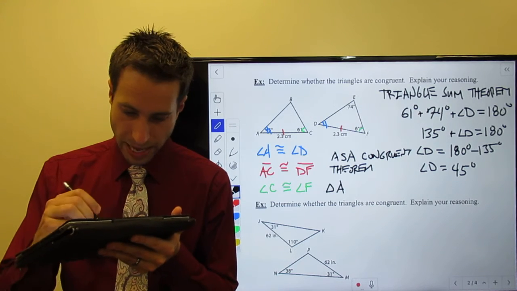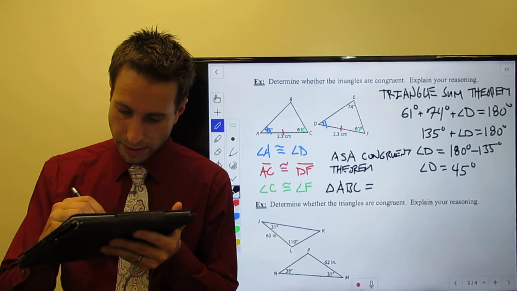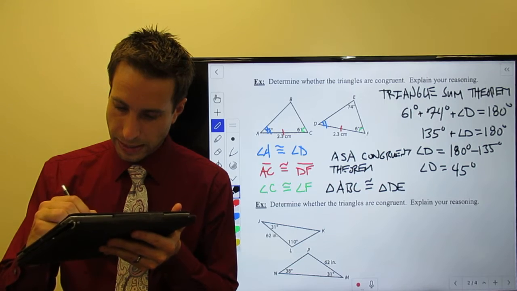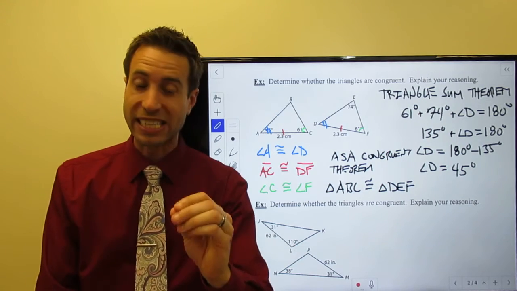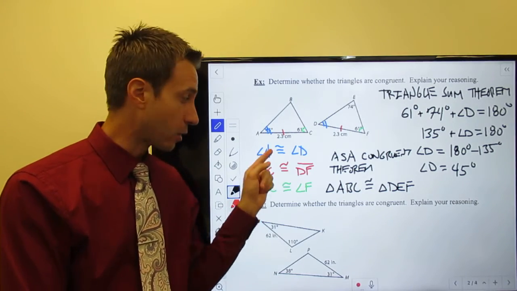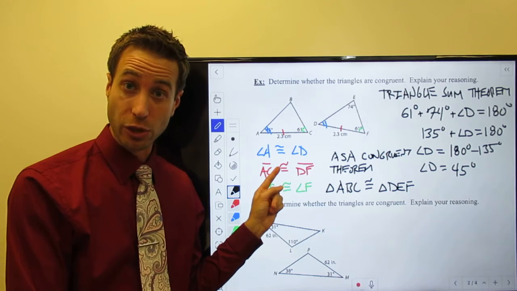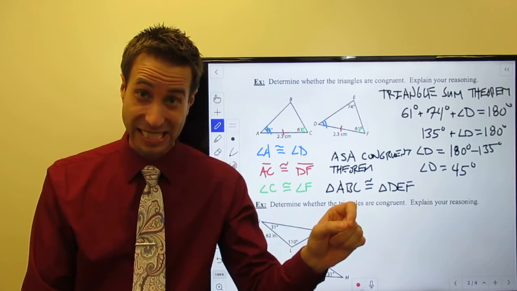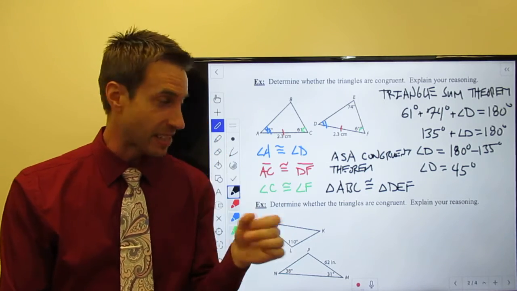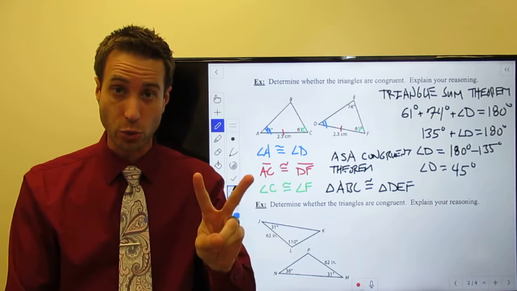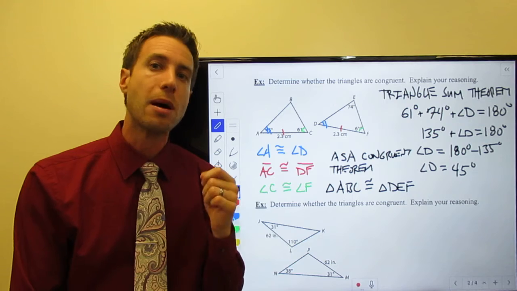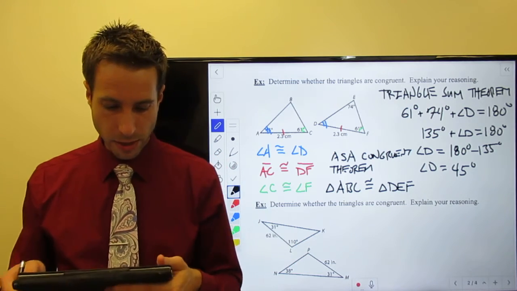triangle ABC is congruent to triangle DEF. And again, this is awesome, right? Because now I have a shortcut. All I had to do was prove that two angles and the included side were congruent, as opposed to CPCTC, which required me to prove 6 things. Now all I have to do is prove 3 things. And if I can show that those 3 things are congruent, 2 angles and the included side, this theorem says those triangles must be congruent. Let's try another one.